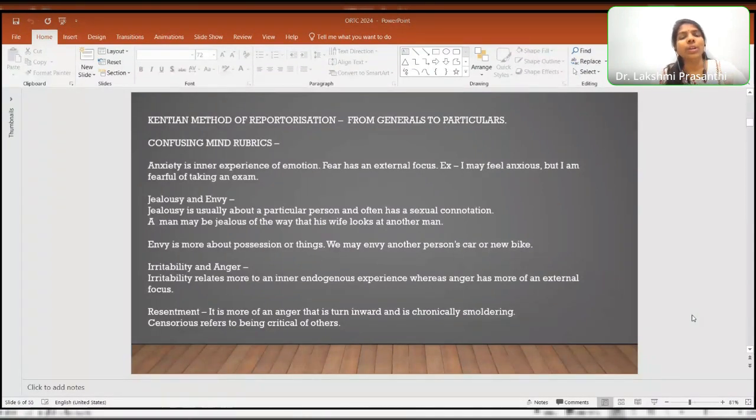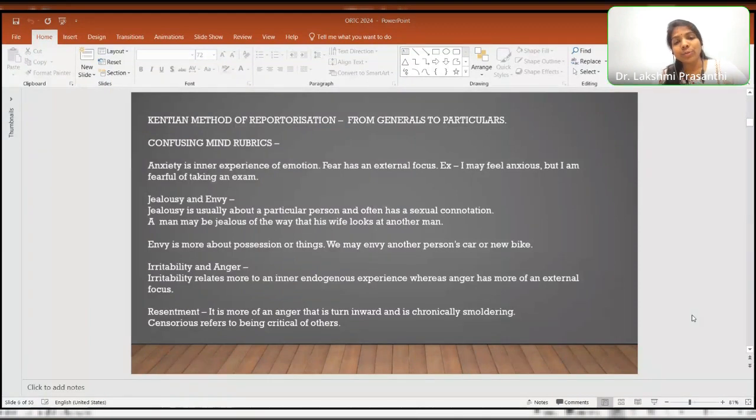There is one more such pair of rubrics, jealousy and envy. Jealousy is used when the issue is usually about a particular person, whereas envy is about some specific object, like when some other person has a car or bike, then you use the word envy. Whereas if it is regarding a person, then you use jealousy. Similarly, one more pair of rubrics is irritability and anger. Irritability relates more to an inward experience, and anger has some external focus.